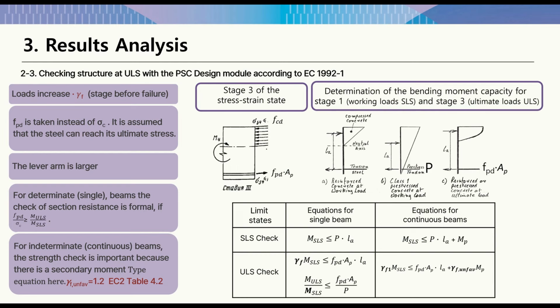I mean, it depends entirely on the presence of reinforcement in the section. In non-split beams, the external moment is counteracted by P multiplied by LA as well, but also by the secondary moment. And the secondary moment, firstly, when checked at the ultimate limit state, has its own safety factor.